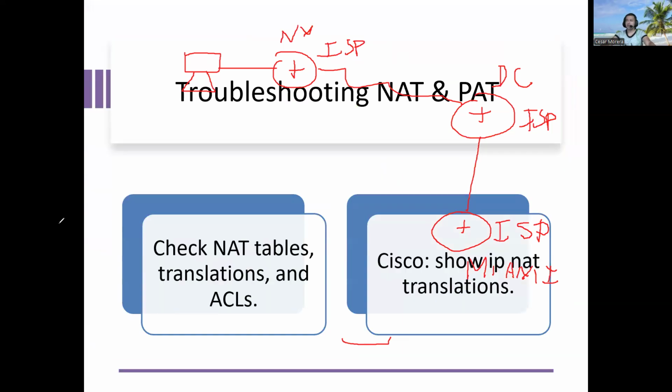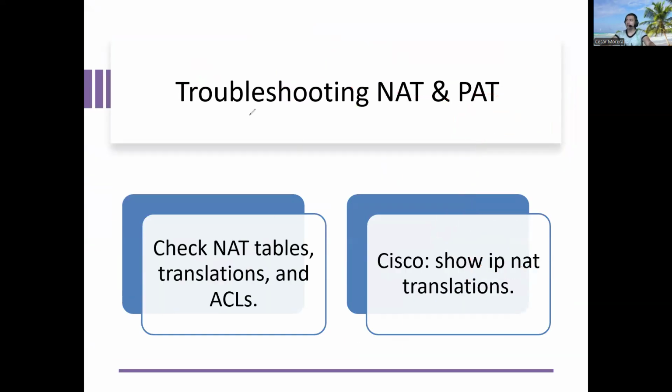Now, let's clear the drawing for a moment. What can we say about troubleshooting for NAT and PAT? It's important to check NAT tables, translations, and access lists, ACLs. An important command in Cisco equipment when we are talking about NAT is show ip nat translations.